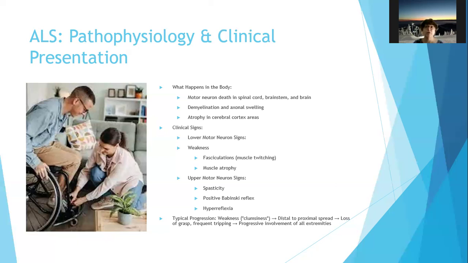And the typical progression is weakness. Some people say, oh, they don't realize they're getting weaker. They say, I'm just clumsy. It's a distal to proximal spread for weakness, loss of grasp, frequent tripping, and progressive involvement of all extremities.